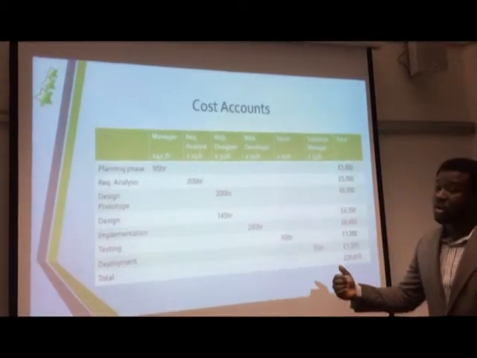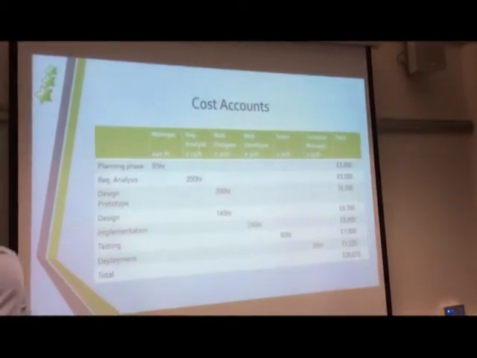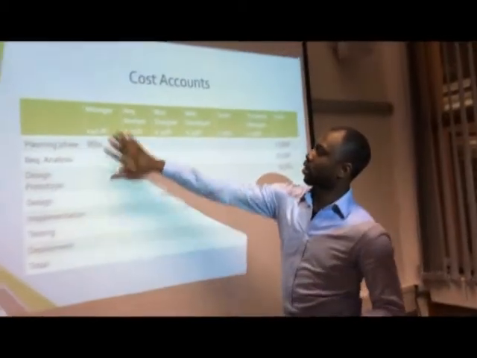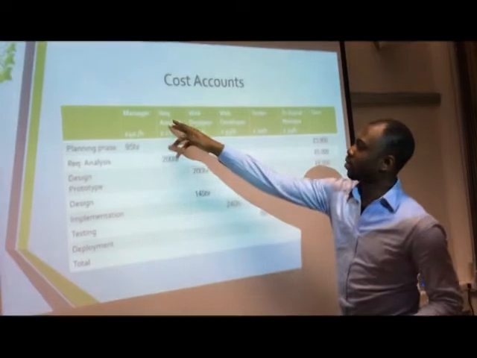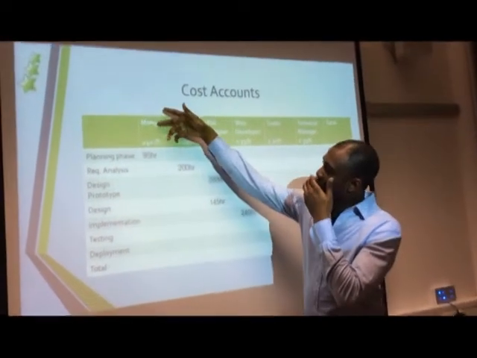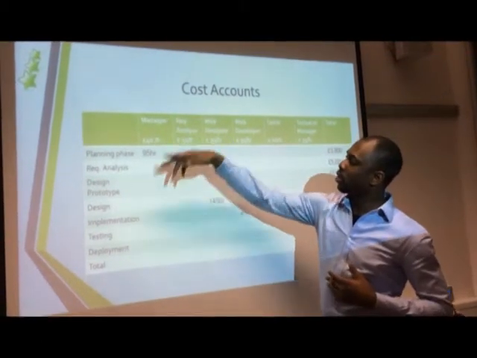My colleague is going to talk about the cost accounts. Okay, these are the different stages. Then when you see here, this is the manager, the requirement analyst, the web designer, and the rest of them. So the manager earns £40 per hour.